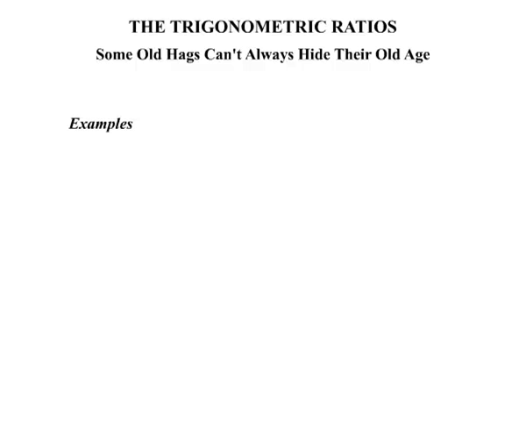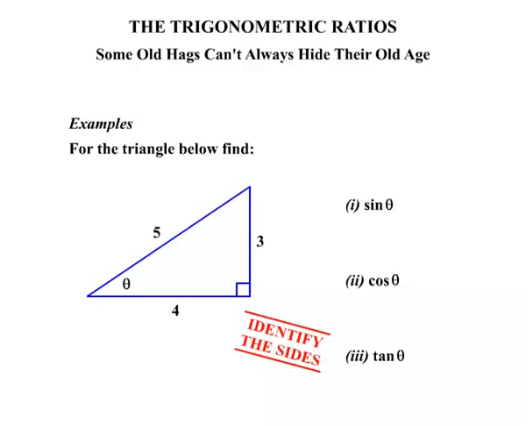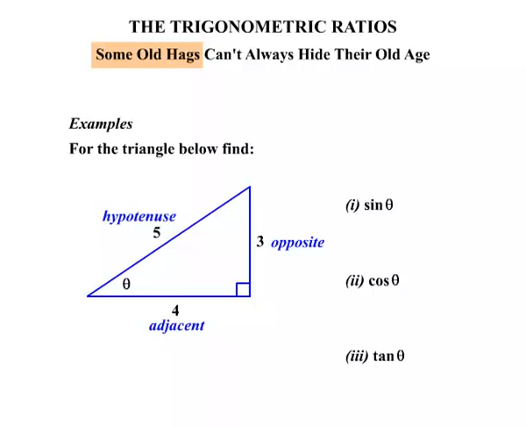Right, let's look at some examples. For the triangle below, find, firstly, sine theta. Then we're going to find cos theta, and then finally, tan theta. Well, the first thing we do with trig is identify the sides. So there's our angle. The hypotenuse there is the longest side. And then from theta, directly opposite is the opposite side. And that leaves us with the adjacent side, the side next to theta. So, some old hags, S-O-H, can't always hide, C-A-H, their old age, T-O-A.